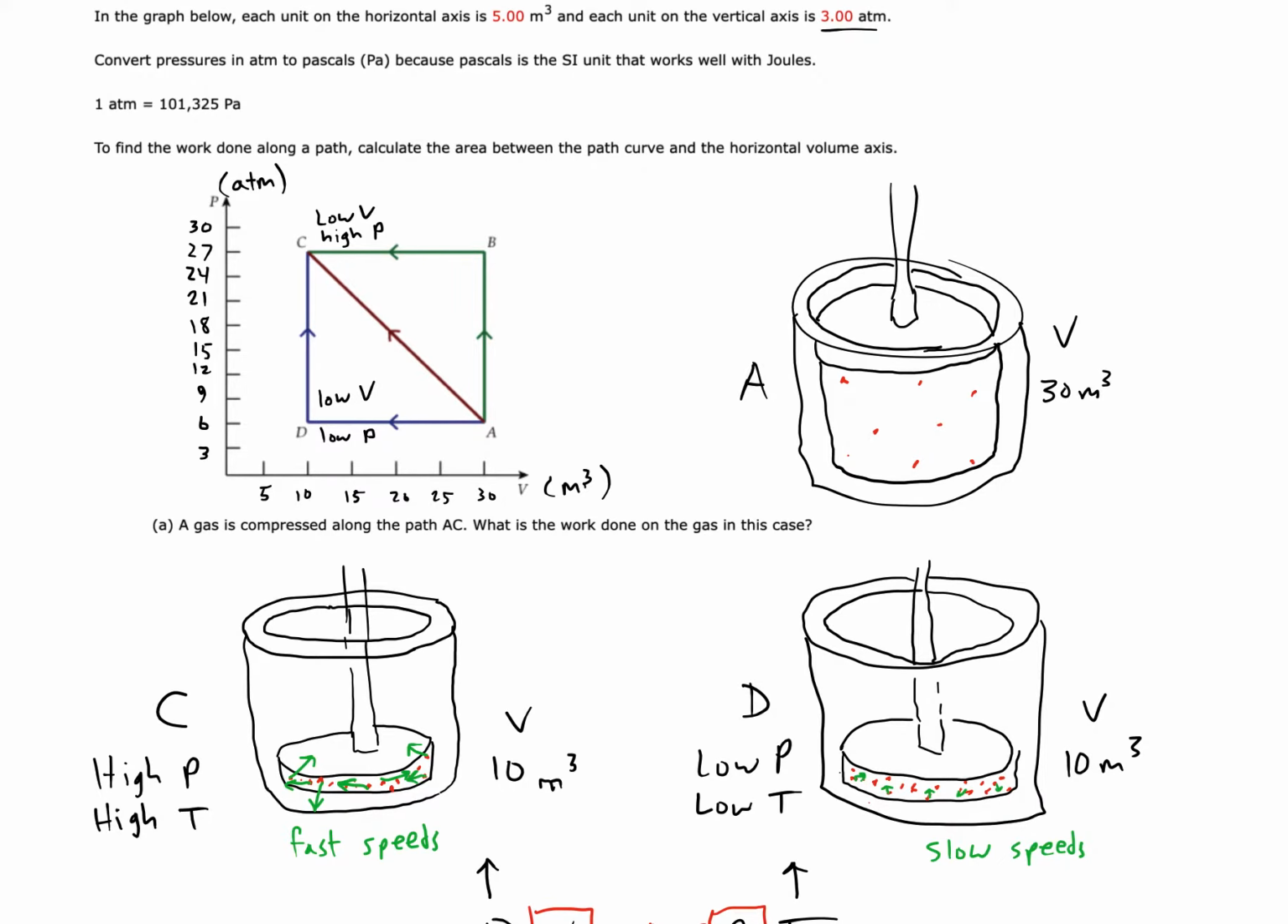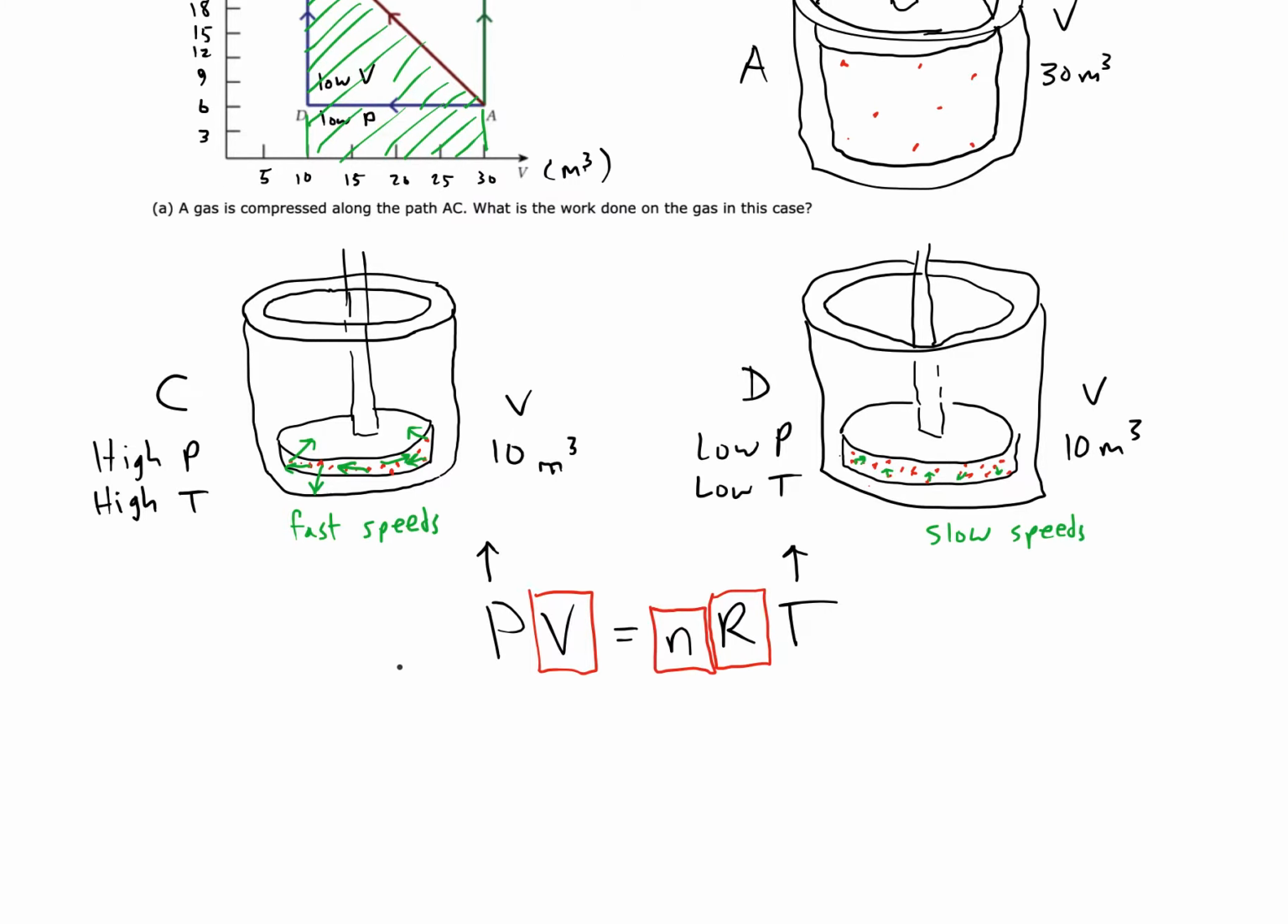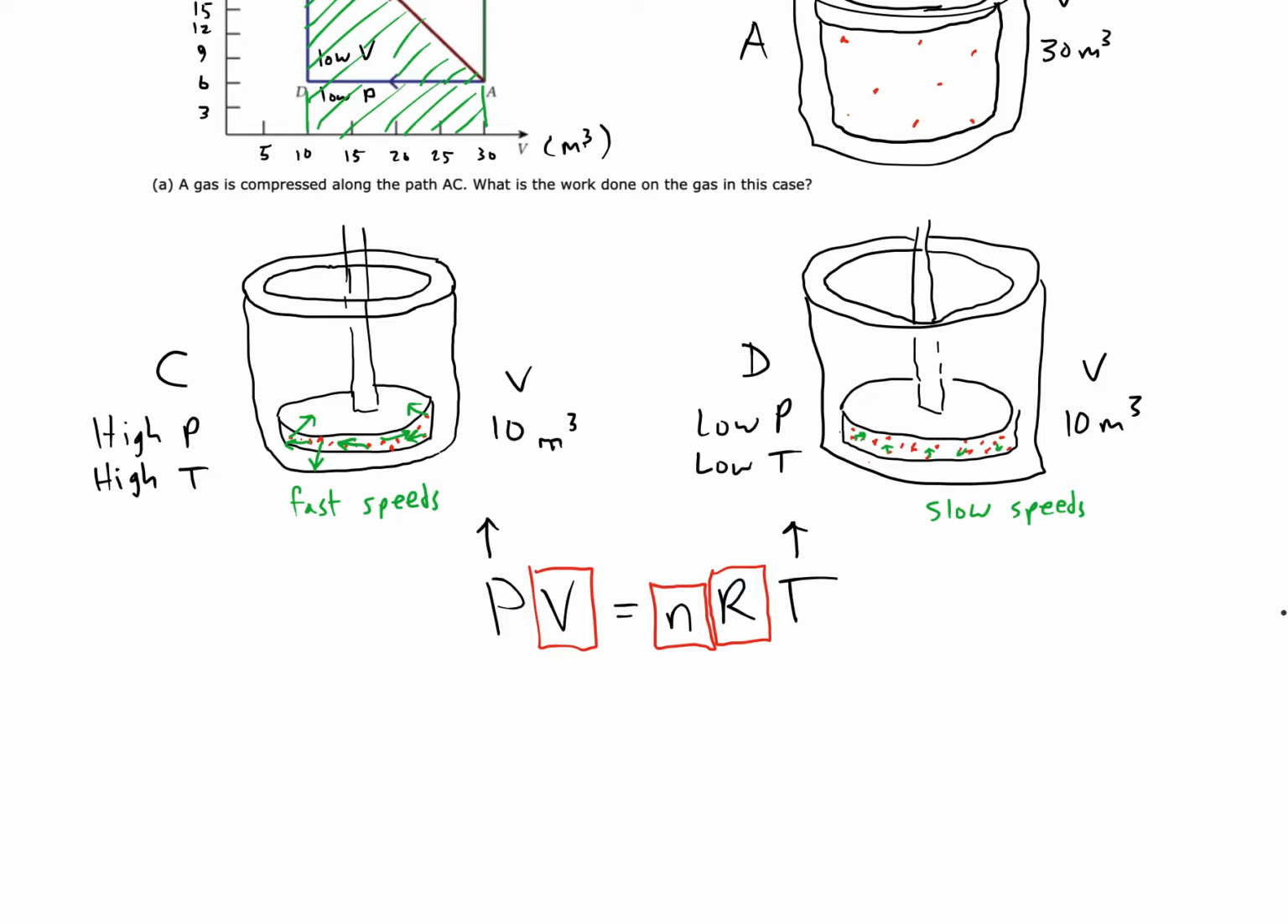Okay, so the work can be found on the graph itself if we calculate the area, finding the area under the A to C path. And it's not just the triangle, actually, to get the work done. It's going to be the whole thing, like all the way down to the volume axis. So we need that shape to be calculated. We need to find its area. It's going to be a trapezoid, or you could think of it as a rectangle plus a triangle.